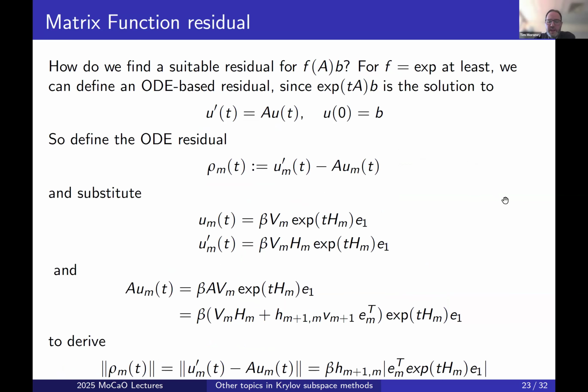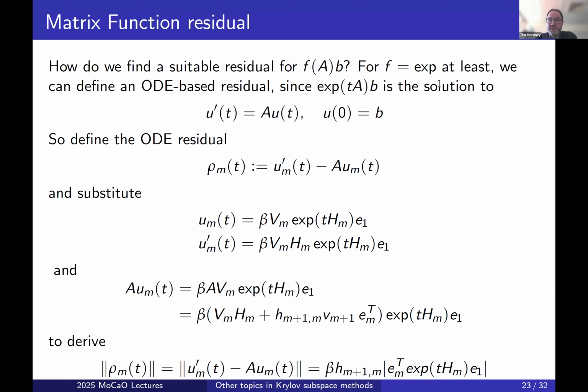Now we do come to a bit of a challenge though, because how do we monitor our convergence? Unlike a linear system or least squares, or an eigenvalue problem, there's no natural choice for a residual. You can tell how well Ax equals b, and you can tell how well Au equals theta u, but how do you tell how well f of A b equals what? What's the residual? There's no obvious choice, at least in general.